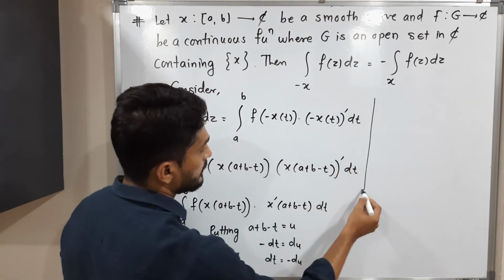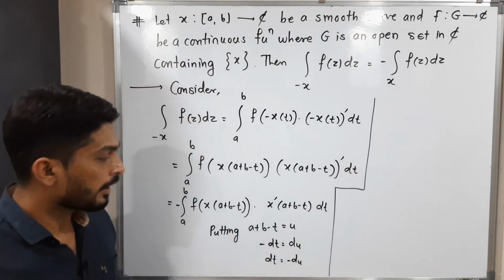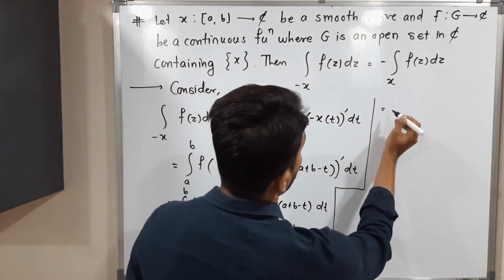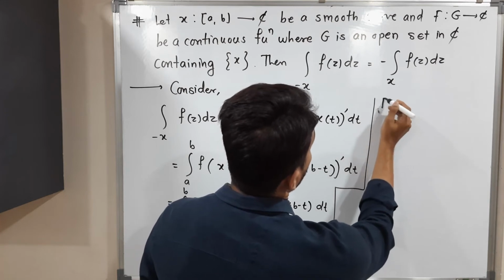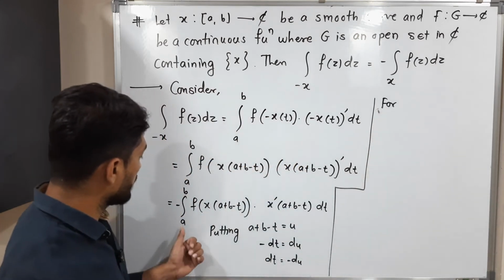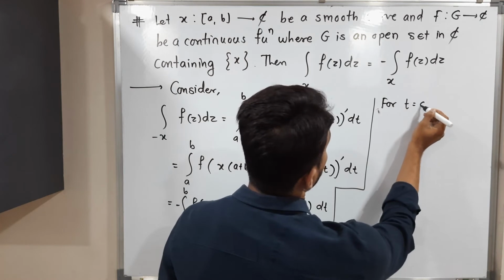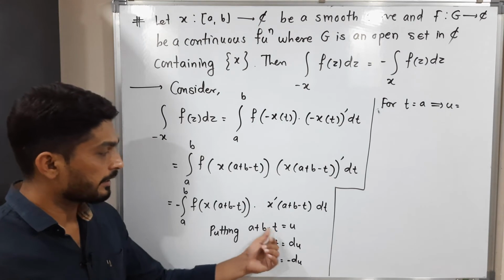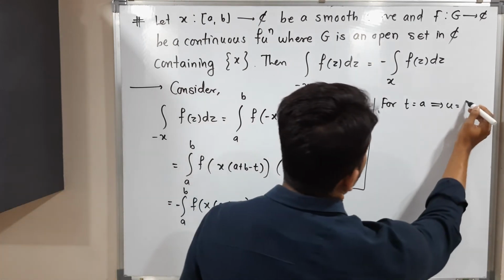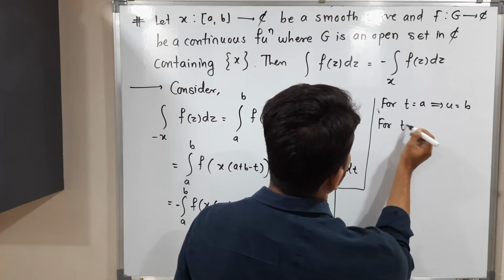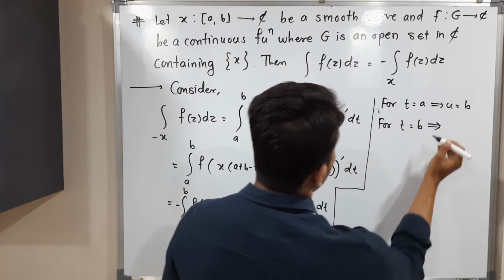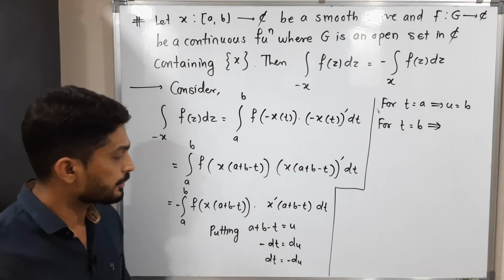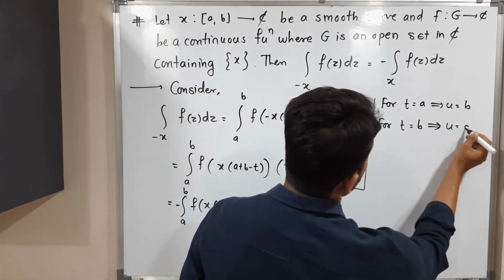So let us continue here. After that we will find the new limits. For t equal to a, let us find the limits of u. If I put t equal to a here, a will get cancelled, so u is equal to b. And for the upper limit t equal to b, if I put t equal to b here, b and minus b will get cancelled, and we will have u equal to a. So these are the new limits we have.